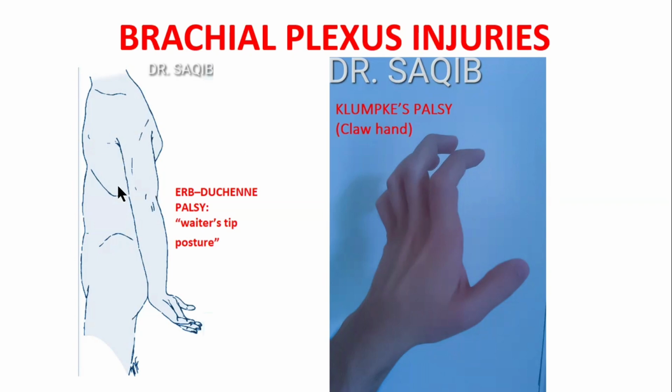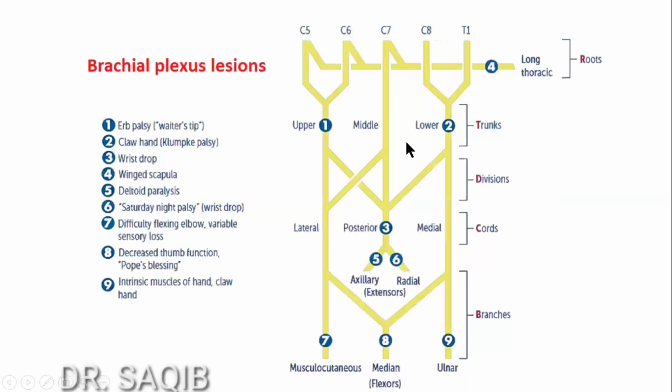So here you could see this picture. This is the Erb-Duchenne palsy. This is lesion of the upper part of the brachial plexus, where the C5-6 nerve roots are involved. And this picture shows the Klumpke's palsy, the claw hand, where the C8-T1 nerve roots are usually involved, right? So let's go into detail.